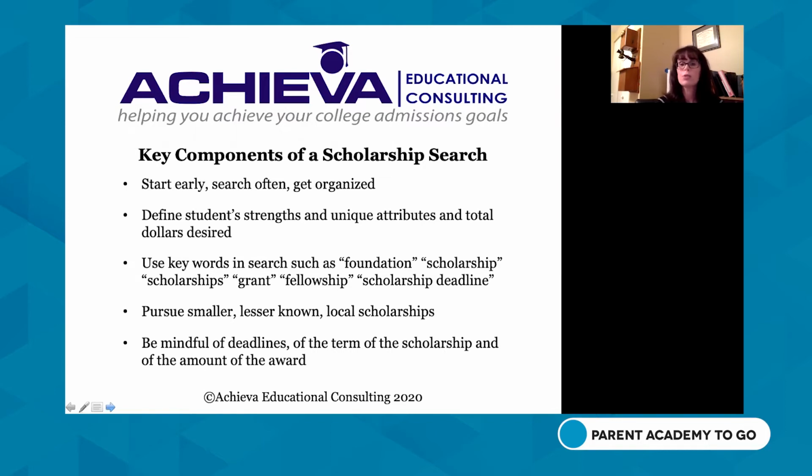Pursue smaller, lesser known, and local scholarships. Again, those scholarships are usually not reoccurring. It's a one-time award, generally $1,500 or $2,000. The typical amount, the COA, of a private school in the United States can range from $50,000 to $85,000 a year. So understanding the costs is very important so that you understand the amount of money that you will need. Always be mindful of deadlines, the terms of the scholarship, and the amount of the award, and if it's a single award or a reoccurring award.